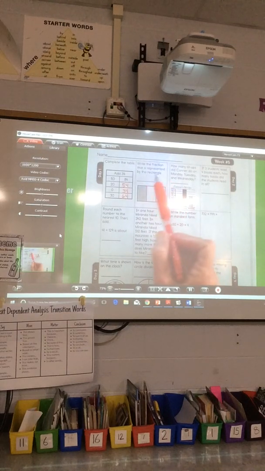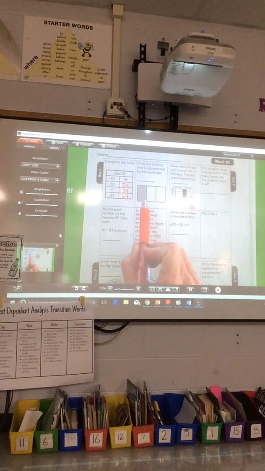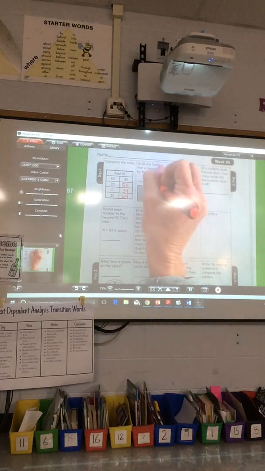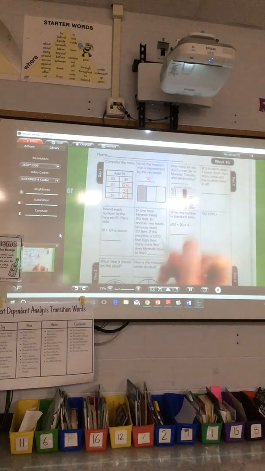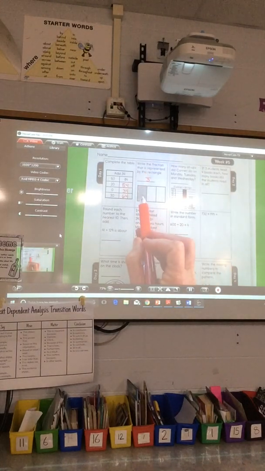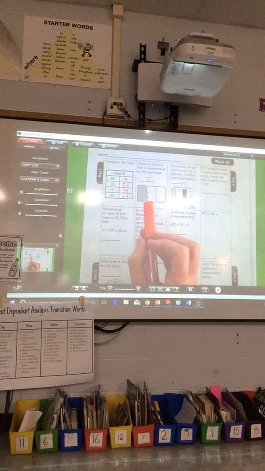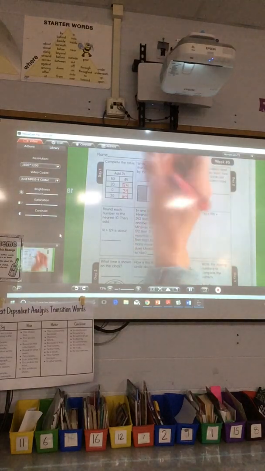Write the fraction that is represented by this rectangle. We know to find the denominator, we have to know how many pieces total there are, and there are 3. To find the numerator, we see how much of the rectangle is shaded, and that's 1.